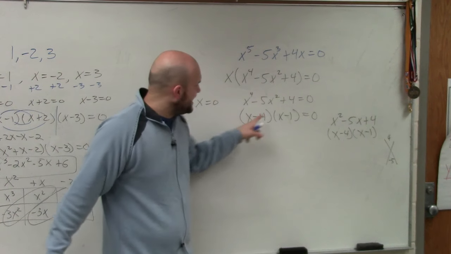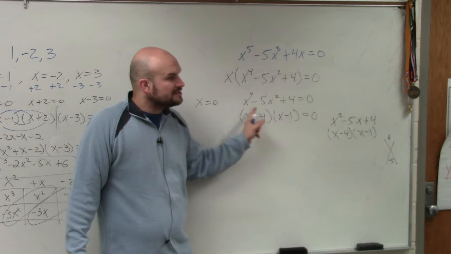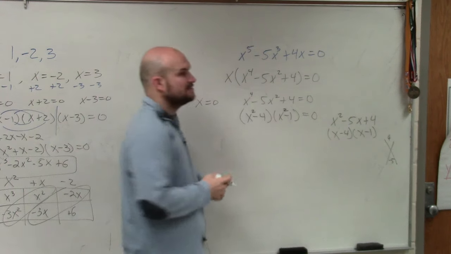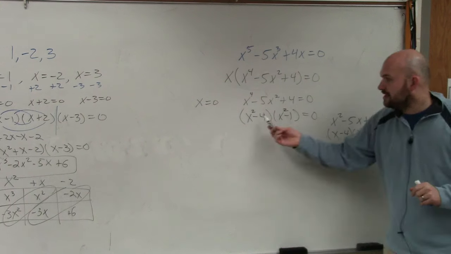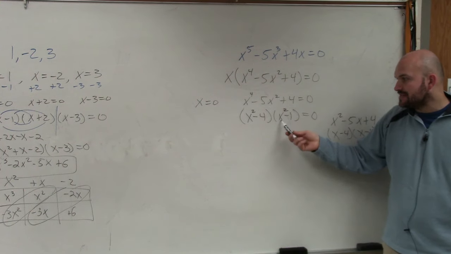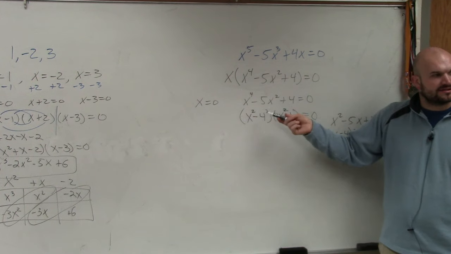However, ladies and gentlemen, does x times x give you x to the fourth? No. So what power should I raise these to? Squared. And guess what? That works now. X squared times x squared gives you x to the fourth. Negative 4 times negative 1 gives you positive 4. Negative 4 times x squared plus negative 1 times x squared gives you negative 5x squared.